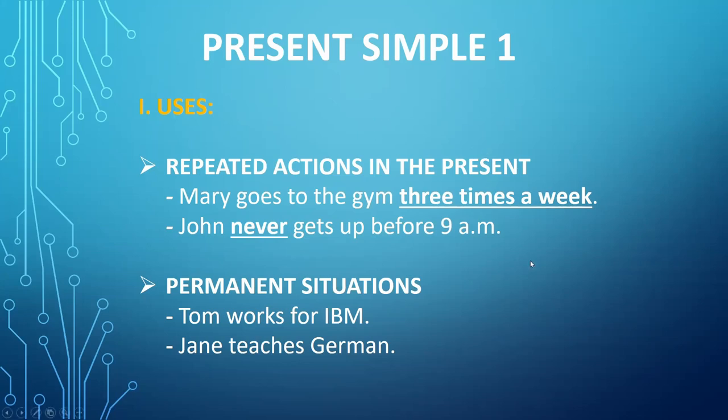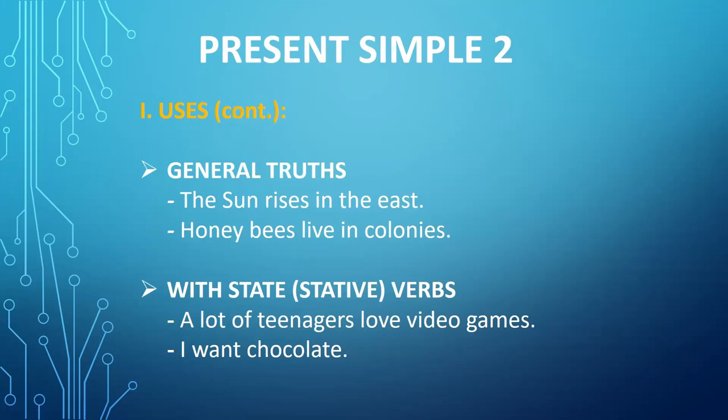So in addition to these two main uses of present simple, we use present simple when we want to express general truths. These are things that usually happen like that. It could be nature, in our lives. For example, the sun rises in the east. It's a general truth. It rose in the east yesterday, today, and it will continue rising in the east. So it's something that is usually like that, or always in this case.